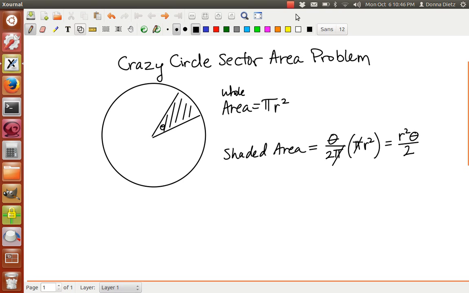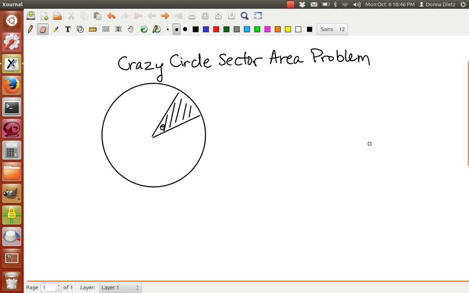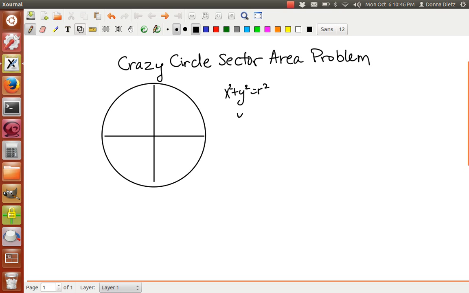Now, why would anybody go about doing it any other way? It would be completely nuts. That's why it's called crazy, right? So the crazy way is to say, well, this circle goes through the origin, and it's x squared plus y squared equals r squared, and you solve for y.